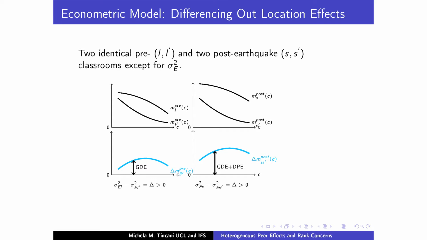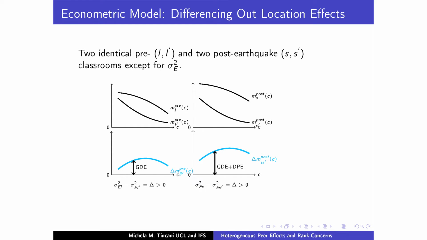But then if I go to the post-earthquake cohort and I take a difference between these functions, this difference is going to have the geographic dispersion effect and the direct peer effect, because here it's not only the variance of seismic intensity, which is a geographic measure of dispersion, but also the earthquake has happened here. So these classrooms have different variance of damages, so they have different variance of ability to study, so they're going to have the direct peer effect in here. Now you can see where I'm going.